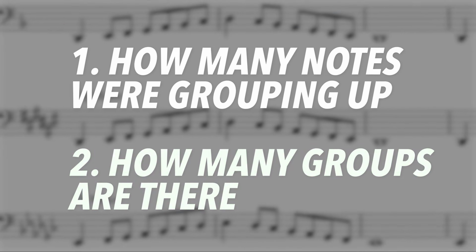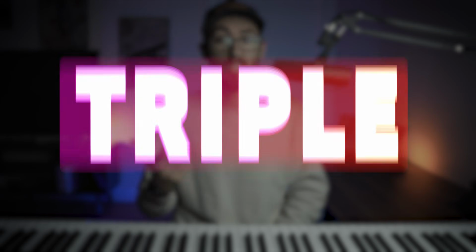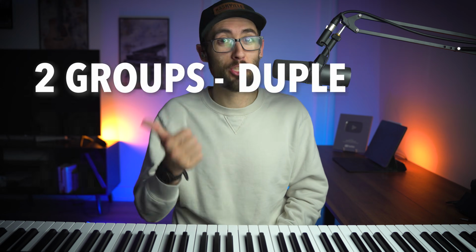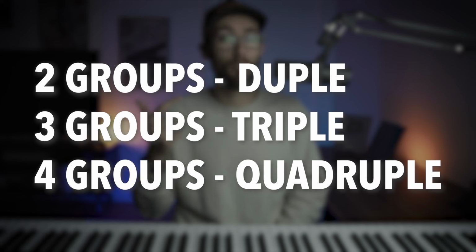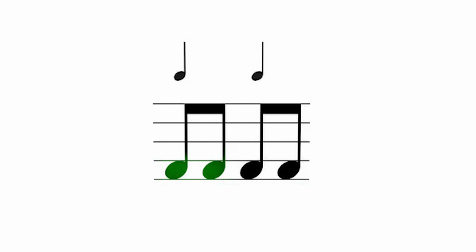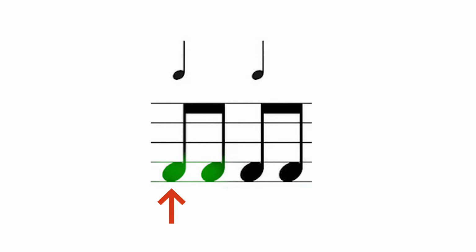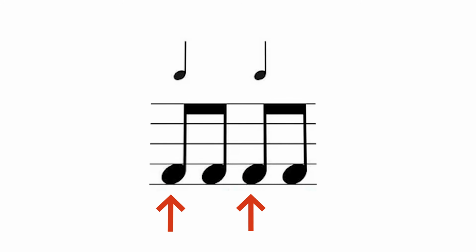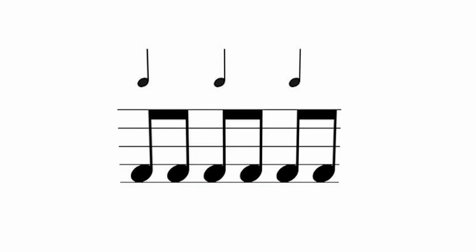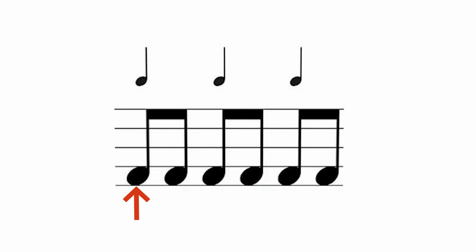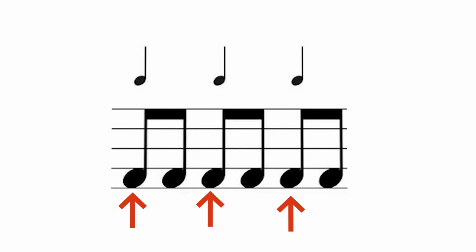But then there is a matter of how many groups there are, and there are 3 main groupings that you will see. There is duple, triple, and quadruple, which means there are 2 groups, 3 groups, or 4 groups. So if you have a time signature that is simple duple, then this means that you have 8th notes in groups of 2, because it's simple, and you have 2 of those groups, which means you have 2 groups of 2. If you have simple triple, then because it's simple, you have groups of 2, and because it's triple, you have 3 groups. So you have 3 groups of 2 8th notes.